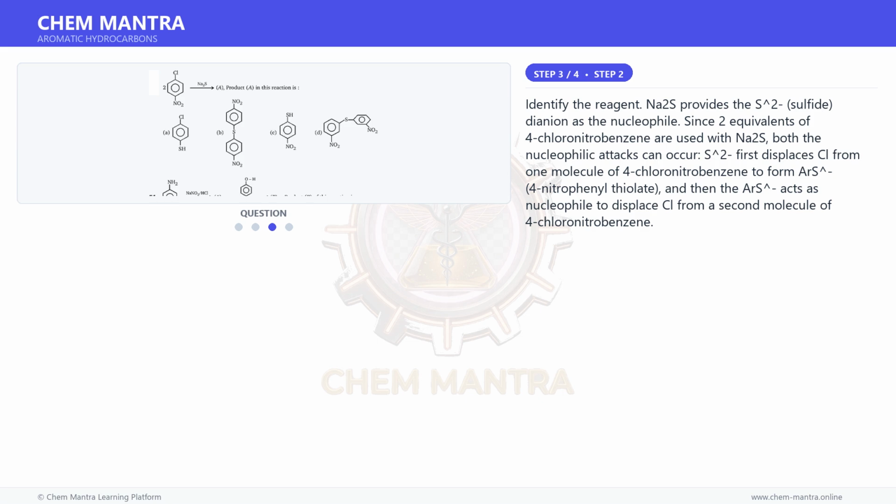S2- first displaces Cl from one molecule of 4-chloronitrobenzene to form ArS-, 4-nitrophenyl thiolate, and then the ArS- acts as a nucleophile to displace Cl from a second molecule of 4-chloronitrobenzene.